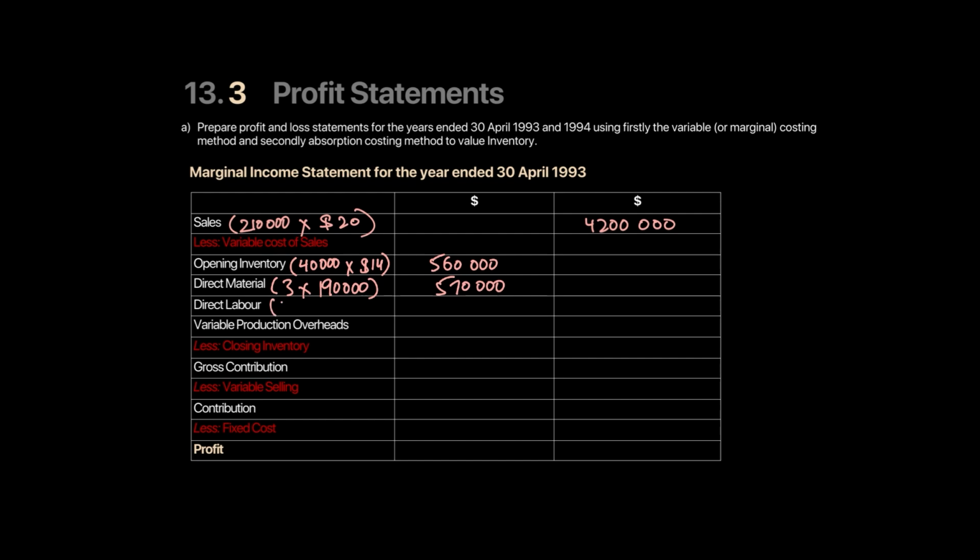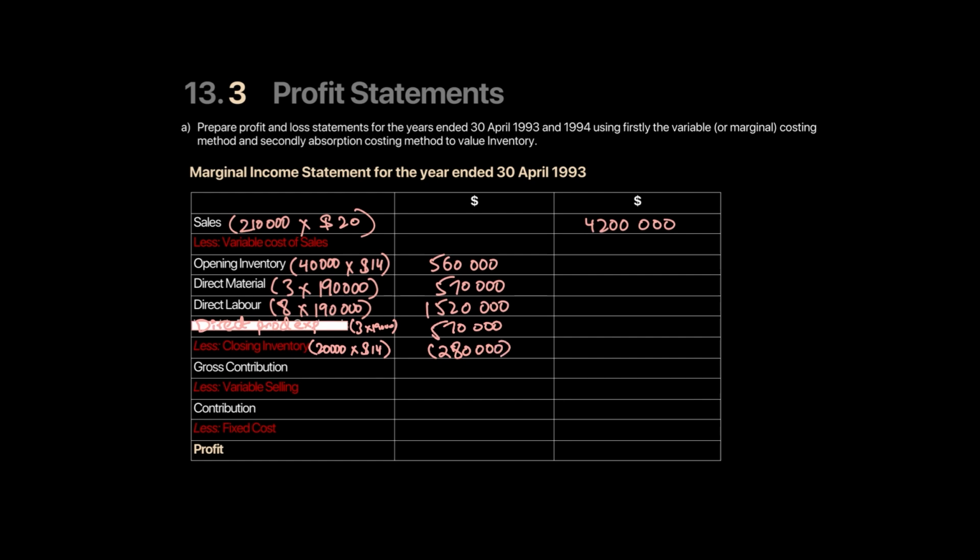You have your direct labor. This was 8 per unit times 190,000. That should be 1,520,000. That's your direct labor. Then you have direct production expenses. So there are no variable production overheads in this question. That's also 3 per unit times 190,000. You should also get 570,000 for that. Alright, now we'll subtract the unsold goods or your closing inventory because that cost is not part of your cost of sales. So we had 20,000 units in closing inventory, and we will multiply that again by the marginal cost, which is 14.